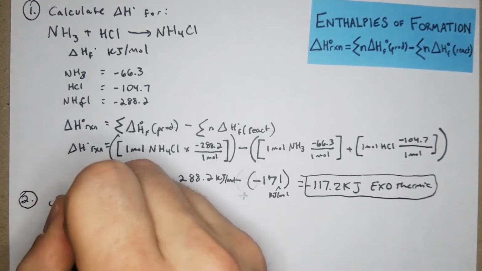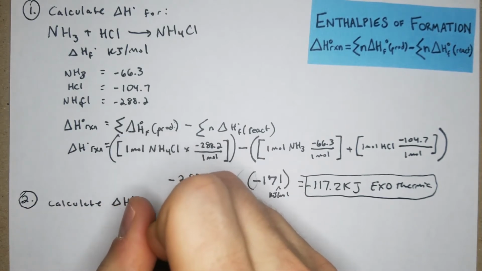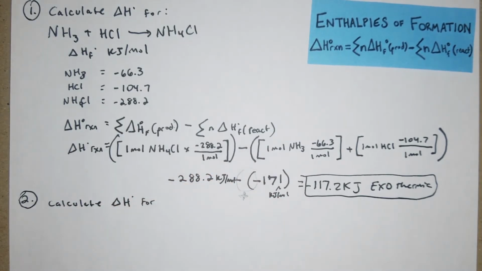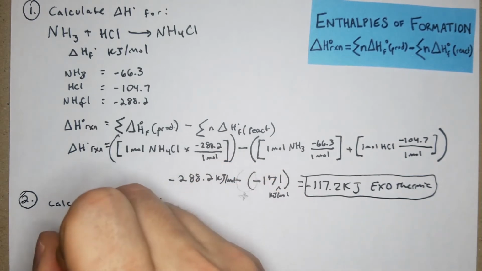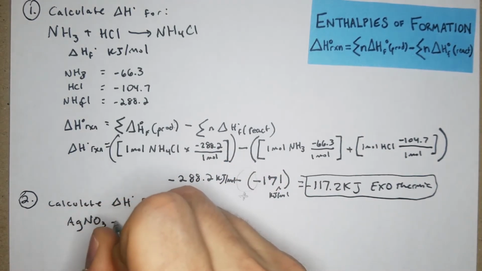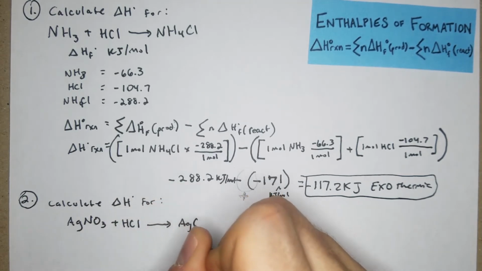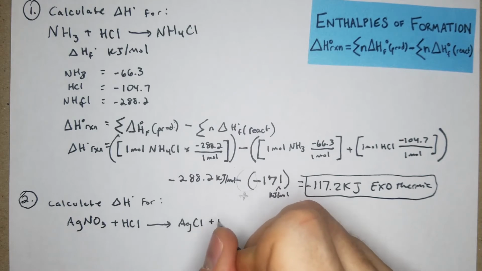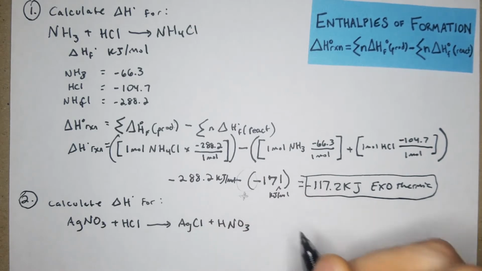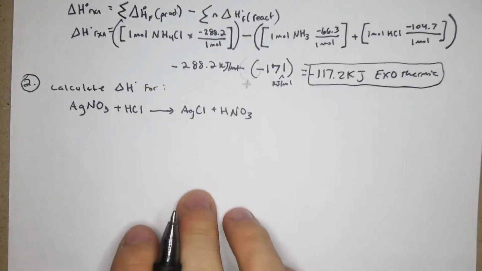Okay, so here we go. We'll do the next one here. Calculate delta H for AgNO3 plus HCl yields AgCl plus HNO3. And we'll just break this down.